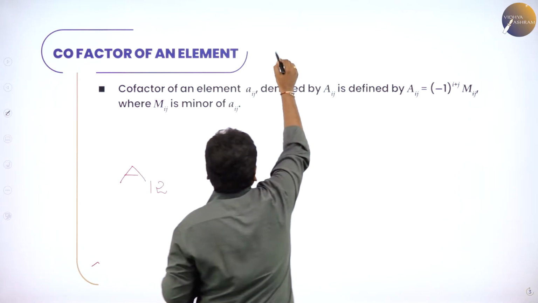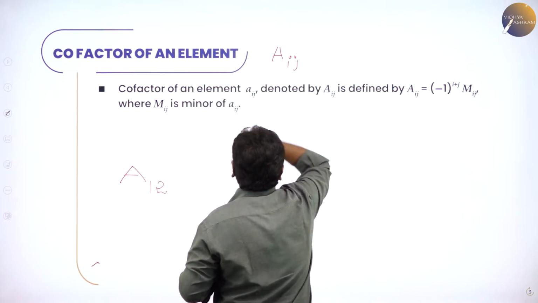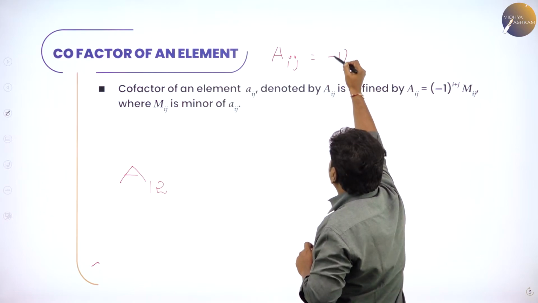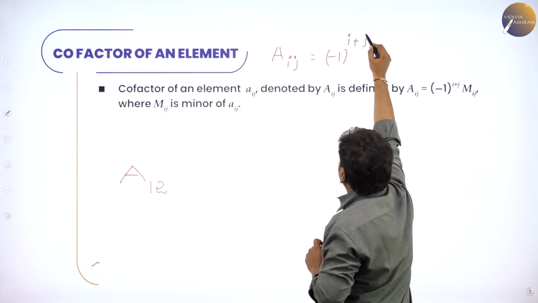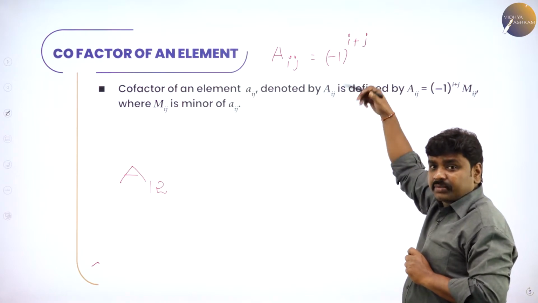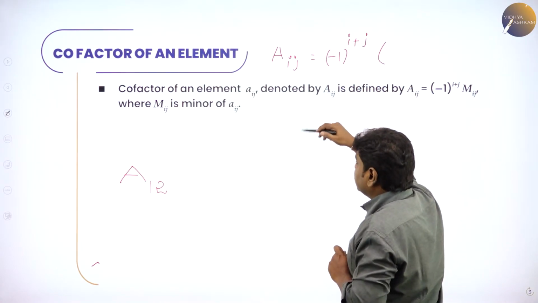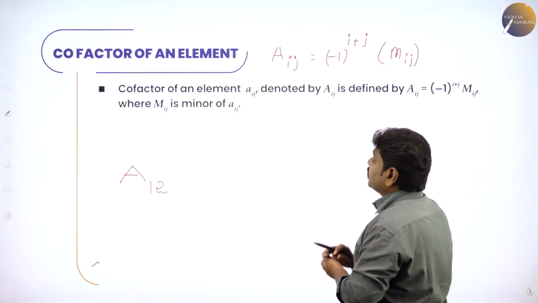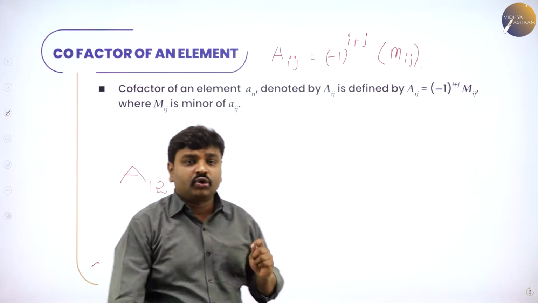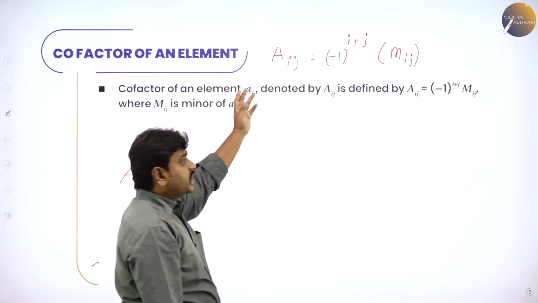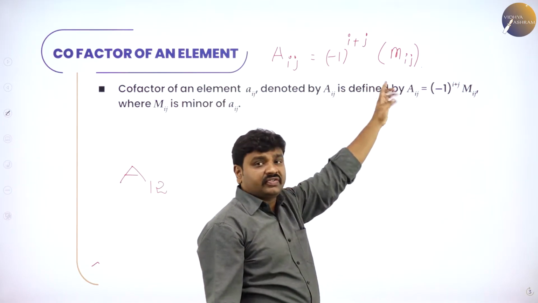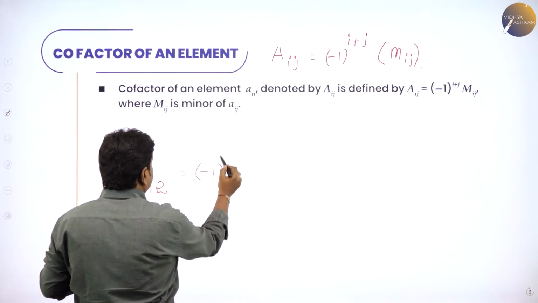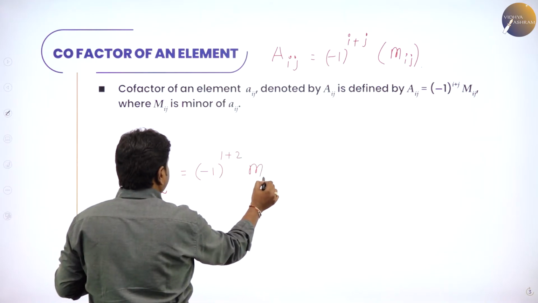If you want to find cofactor of ith row, jth element, take minus 1 power i plus j. After you take minus 1 power i plus j, then find minor of ij. Minor of what? ij. So this is a cofactor. I hope all of you understood how to find cofactor. Aij is what? Minus 1 power i plus j into minor of ij. Now A12 is what? Minus 1 power 1 plus 2 into minor of 1 2.